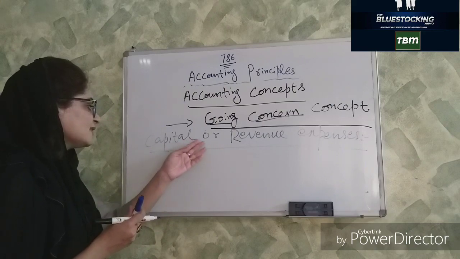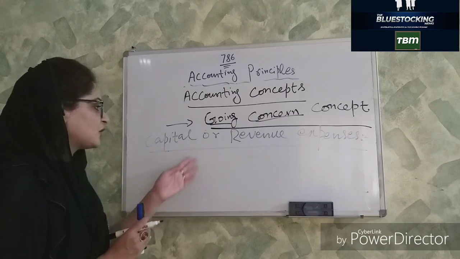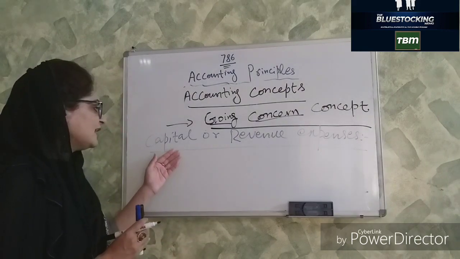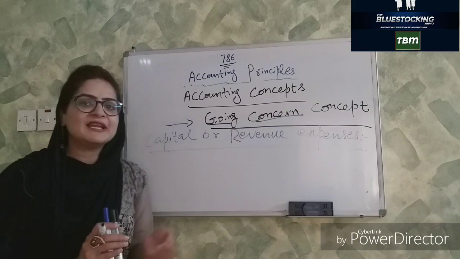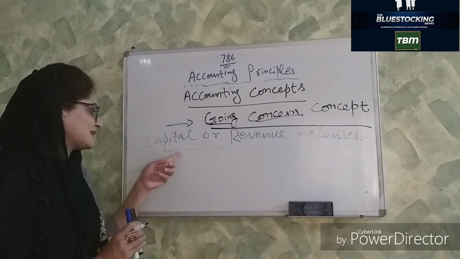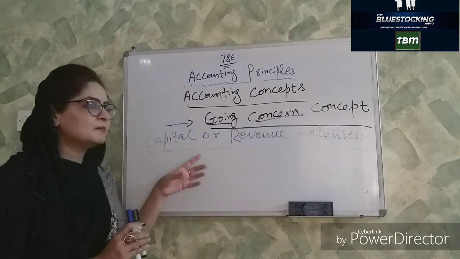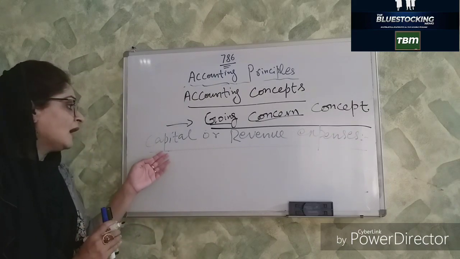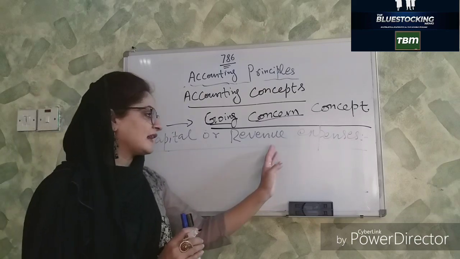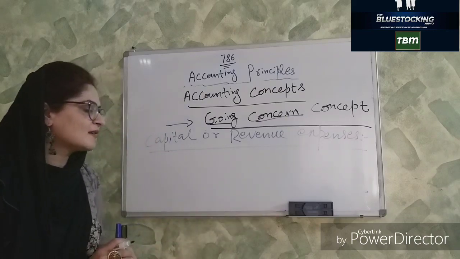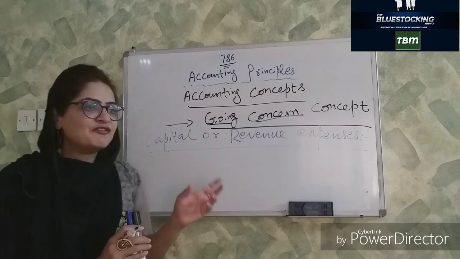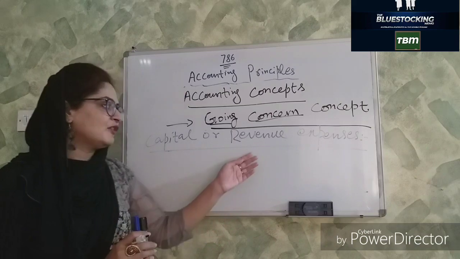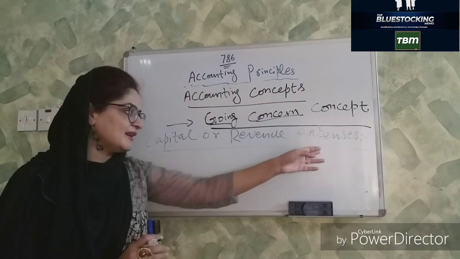This going concern concept will also give the concept of capital and revenue expenses. How is it so? Capital expenses are the expenses that we incur in acquiring our fixed assets, the benefit of whom lasts for more than one accounting period. And the revenue expenditures are those expenses the benefit of whom exhausts within one accounting period, let's say.